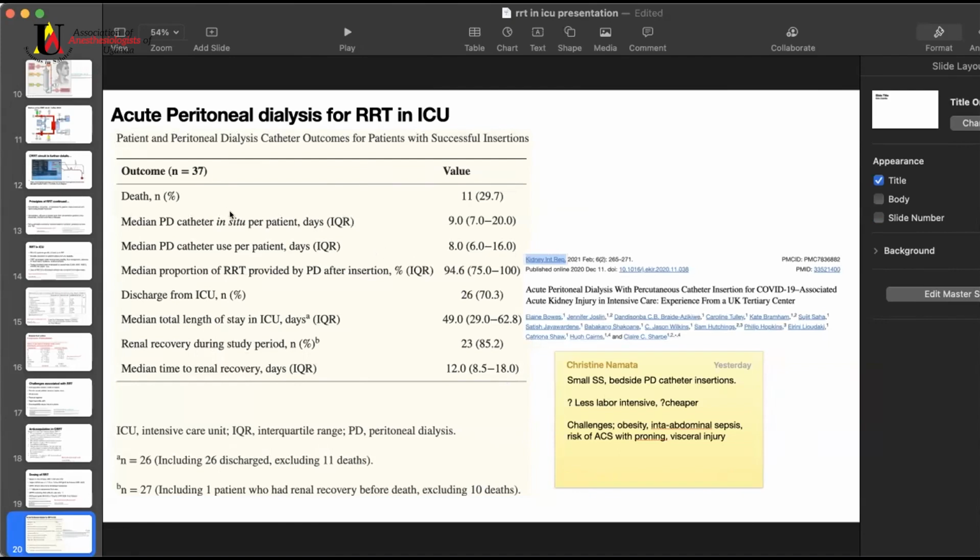But the problem is the sample size was very small. The patients who actually got PD were 37, and 11% died, versus 29%, which is not surprising given what we know about the mortality risk associated with AKI. It shows median PD catheter use per patient of 8 days, median days the PD catheter was in situ 9 days, and then time to recovery. It's an interesting paper. It's worth reading.